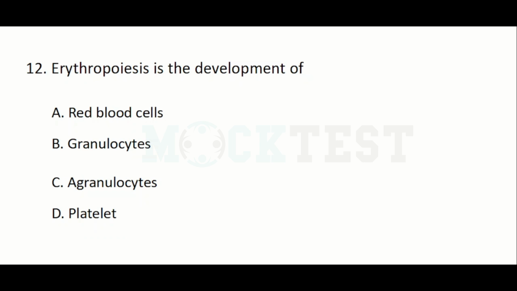Erythropoiesis is the development of option A red blood cells, option B granulocytes, option C agranulocytes, option D platelet. Erythropoiesis is the development of red blood cells.